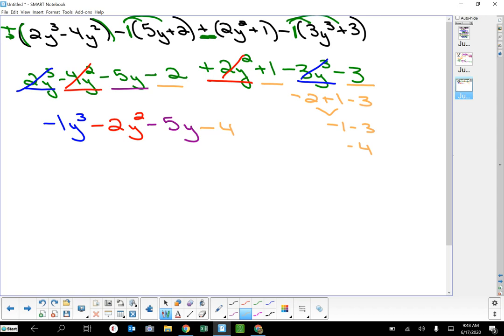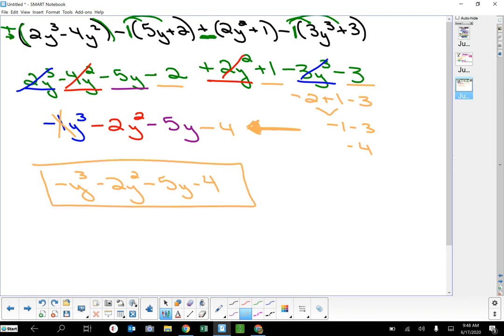And then when you have no like terms to add together, as you don't in this answer right here, then you're ready to go put your answer in Varsity, except you would not want to put this 1 in here, right? So this would be written as -y cubed minus 2y squared minus 5y minus 4. And that would be your answer to that problem.